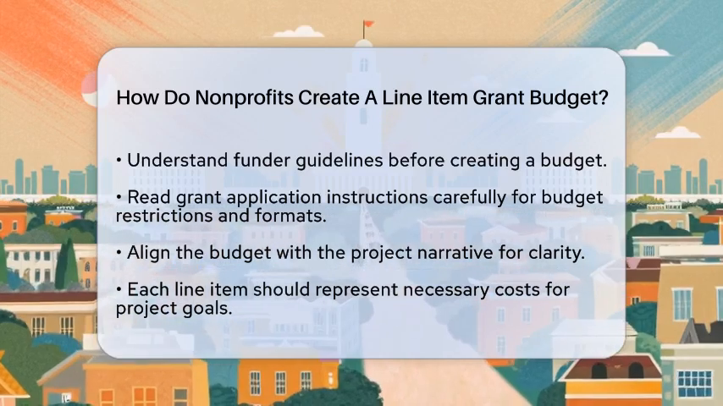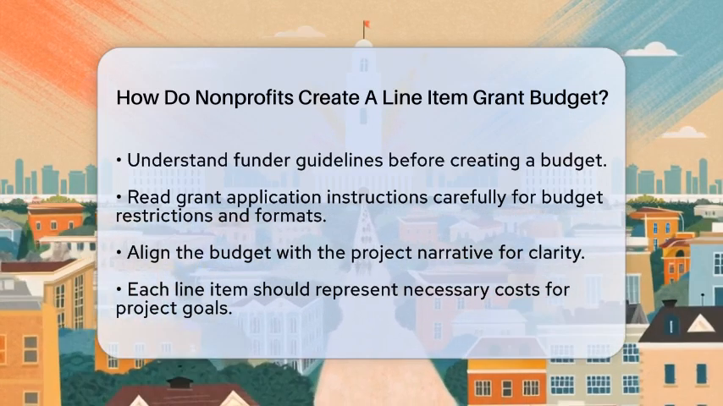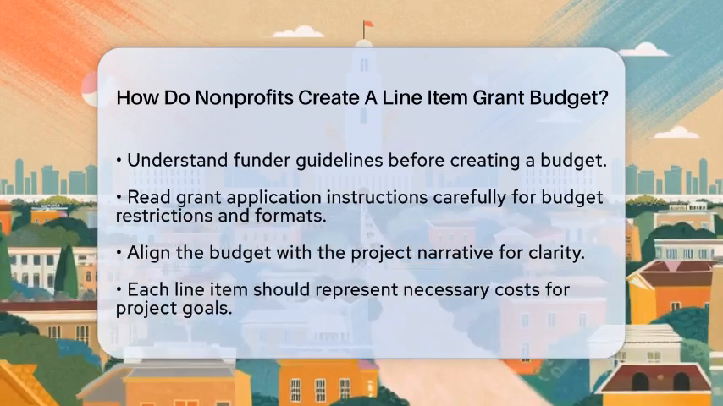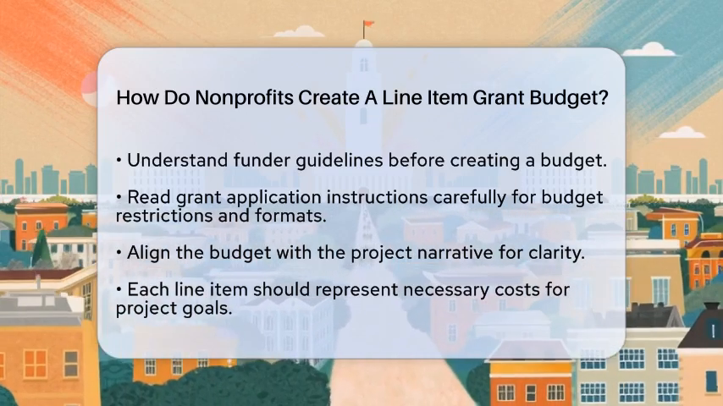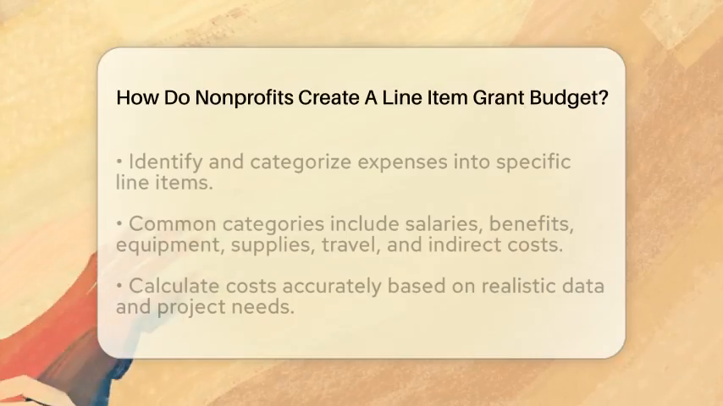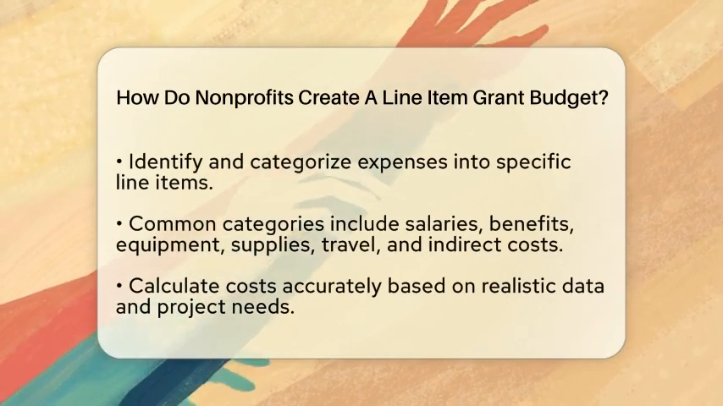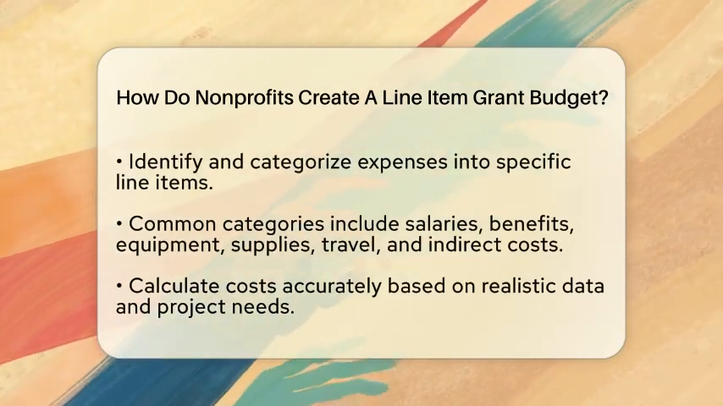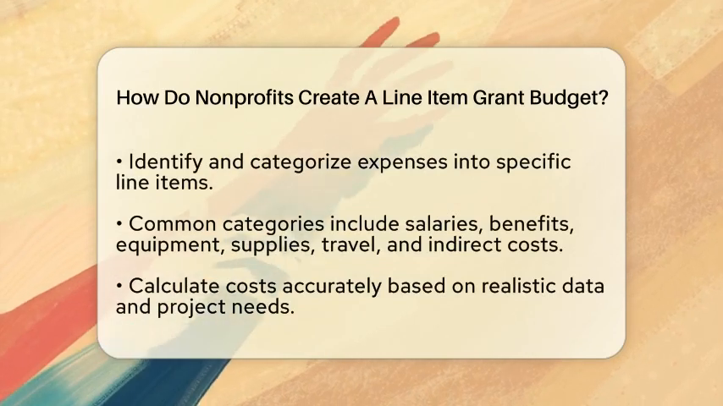Next, align your budget with the project narrative. Each line item in your budget should represent a cost that is necessary to achieve the goals outlined in your grant proposal. This connection shows funders that you have a clear plan for how the money will be spent.